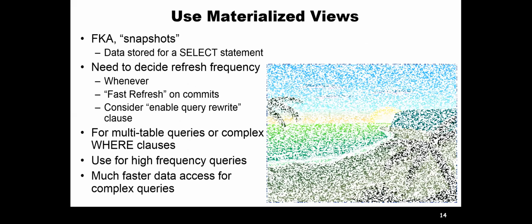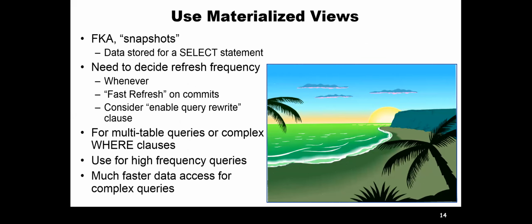And using materialized views. And I don't know if the animation showed that materialization, but there is a materialization of that beautiful view on the right side. We all wish we were in Hawaii. Some of you may be in Hawaii, who knows? It used to be called snapshots, but it's basically data that's stored. So this is not like a global temporary table where data goes away after the session dies. This is basically another place that data is stored based on a select statement.